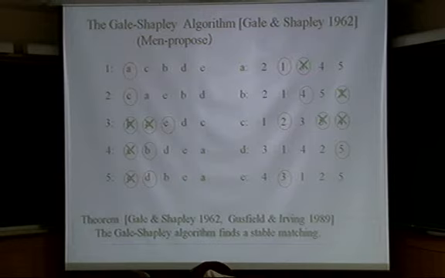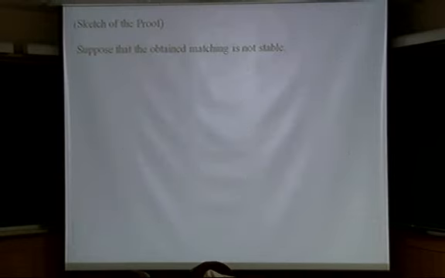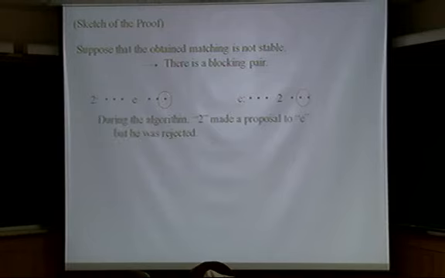The proof is easy. I will show a sketch of the proof. Probably you may have already found the proof. Just suppose that the matching is not stable, then there must be a broken pair. For example, 2 and E, right? And 2 proposes from the top of the list, and he is matched to this woman. So he must have proposed to E during the algorithm, but he was rejected for some reason. Why did E reject 2?